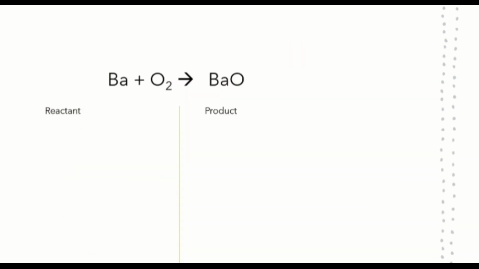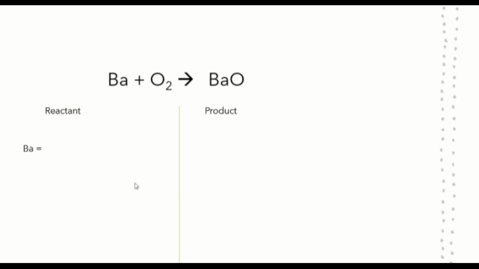So let's have an example. The reaction between barium and oxygen forming barium oxide. So we will balance this by inspection. We will have on the left side reactant and then on the right side product.